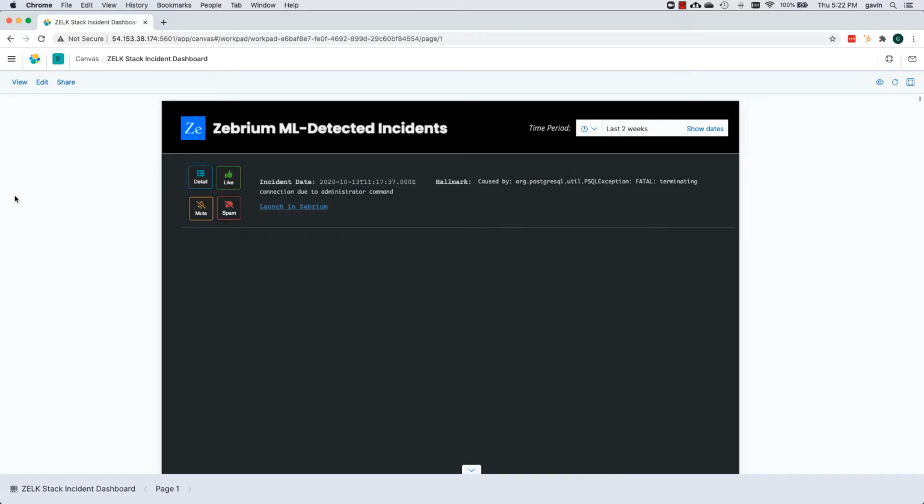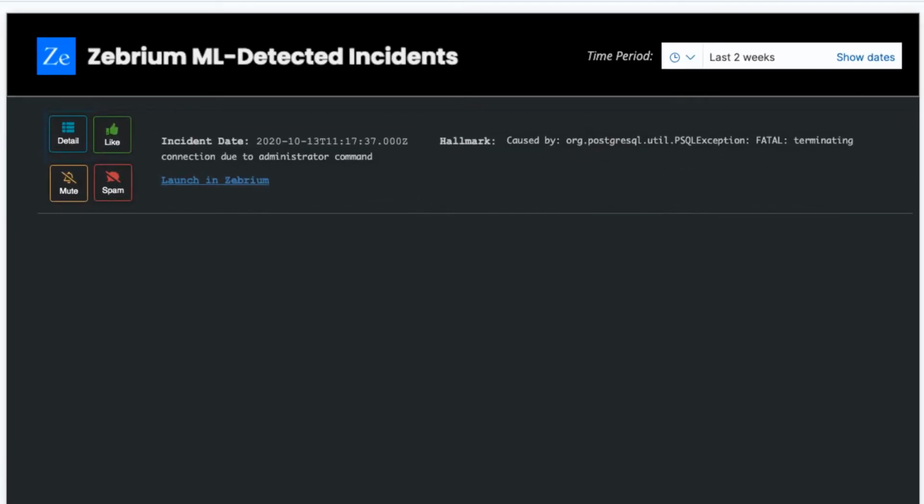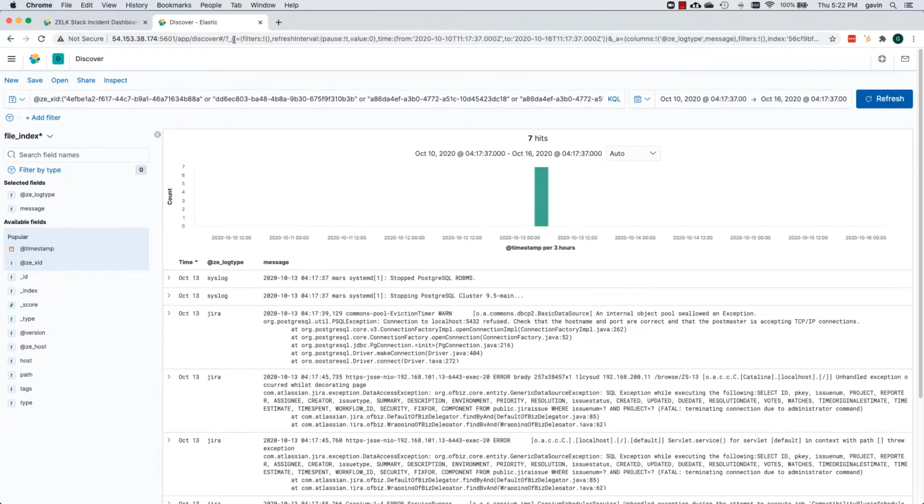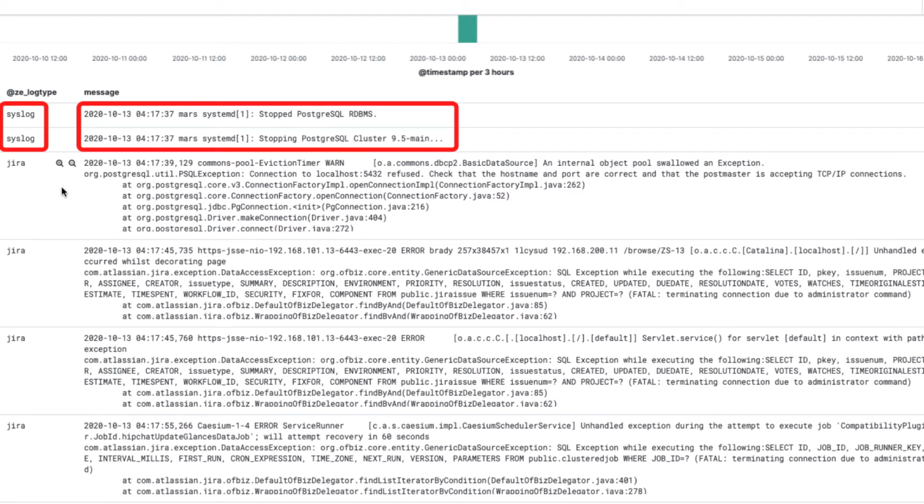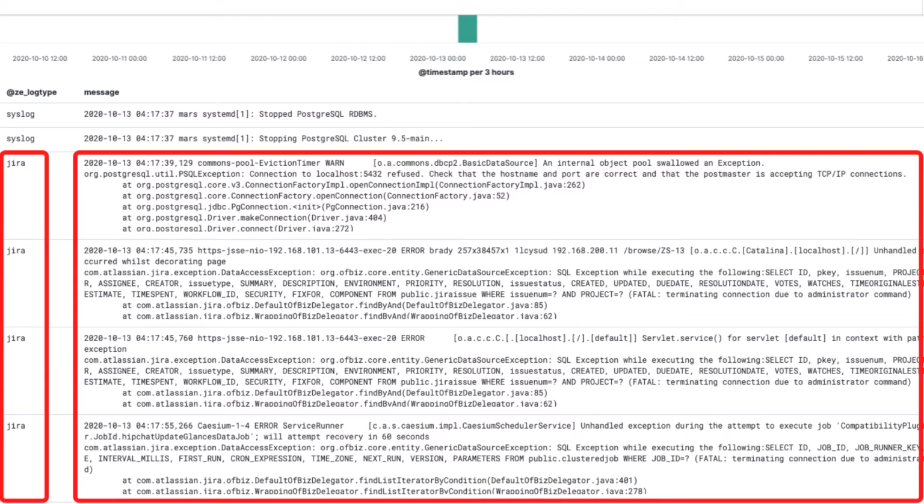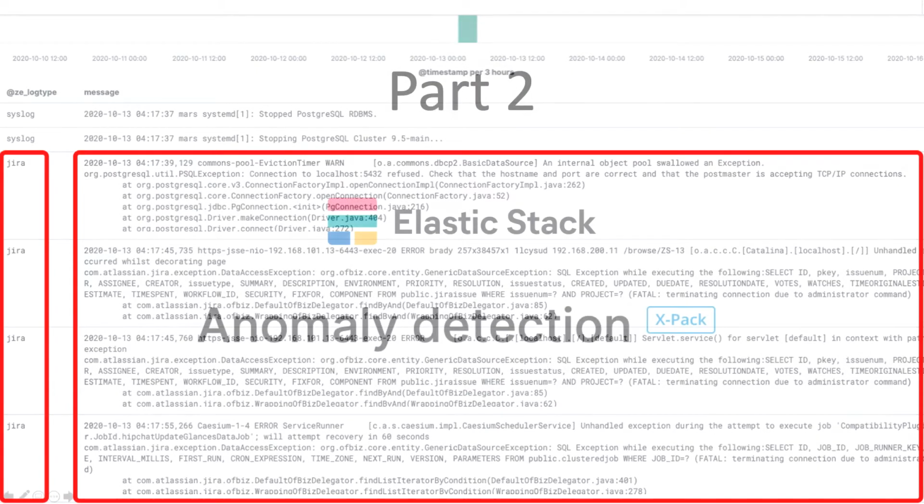This is what Zebrium's machine learning uncovered and presented in a Kibana Canvas dashboard. A single clear incident, SQL exception due to administrator command. And when I click the details button, you can see over here in syslog that Postgres was stopped. This is the root cause. And then, a few seconds later, you see that Jira was impacted, trying to connect to the database. These are the symptoms. To achieve this, we did absolutely nothing. No rules, no pre-training, no special configuration.